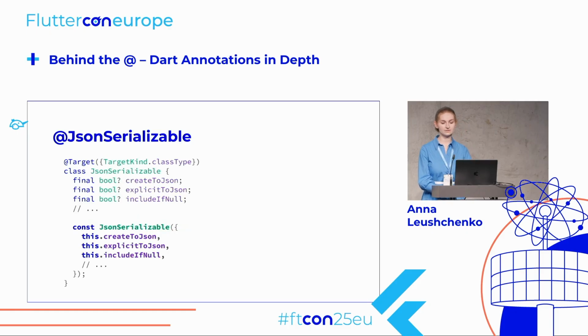And now if you look inside the implementation, once again we see a plain Dart class with a const constructor and a few final fields. This time they configure the output code that the generator will produce. And the class is annotated with target kind class type, so this annotation can only be applied to classes.